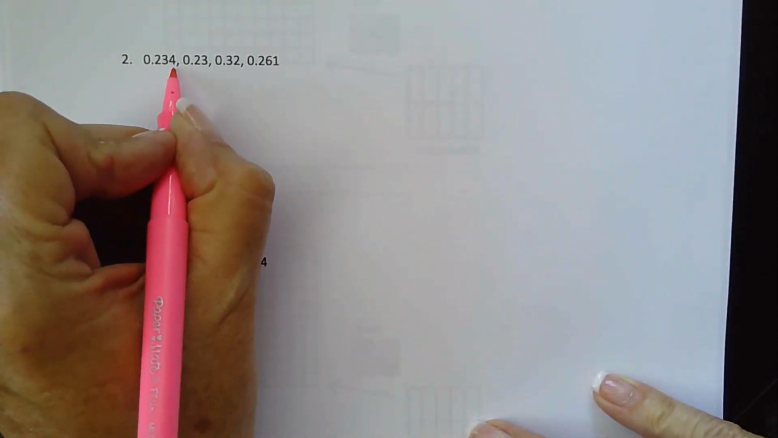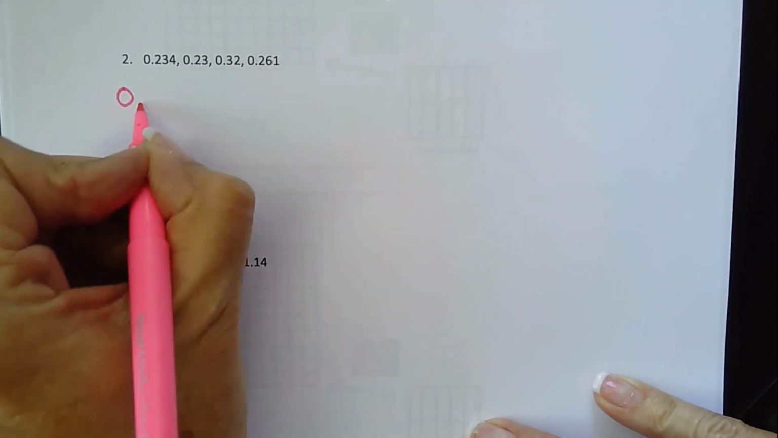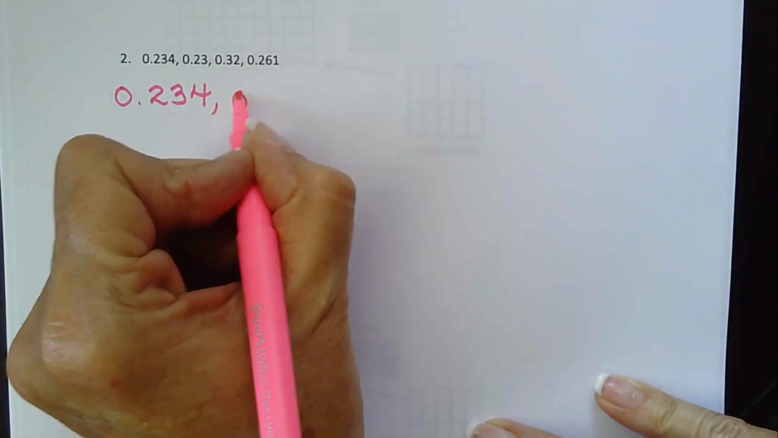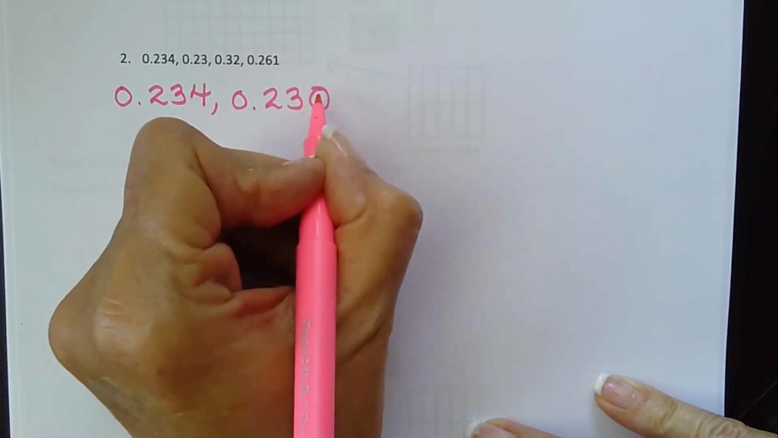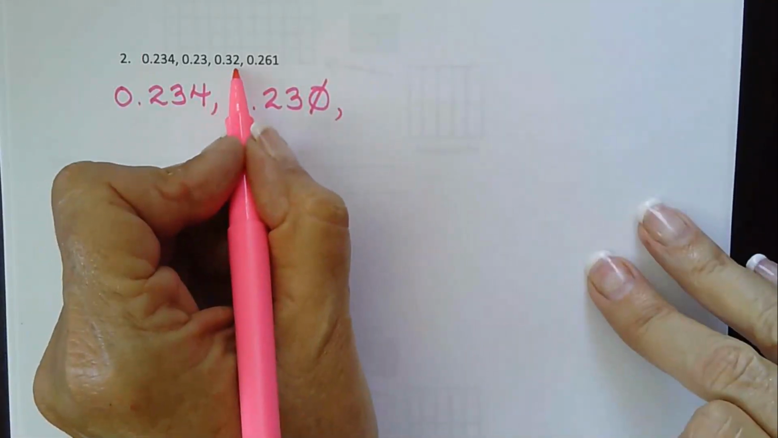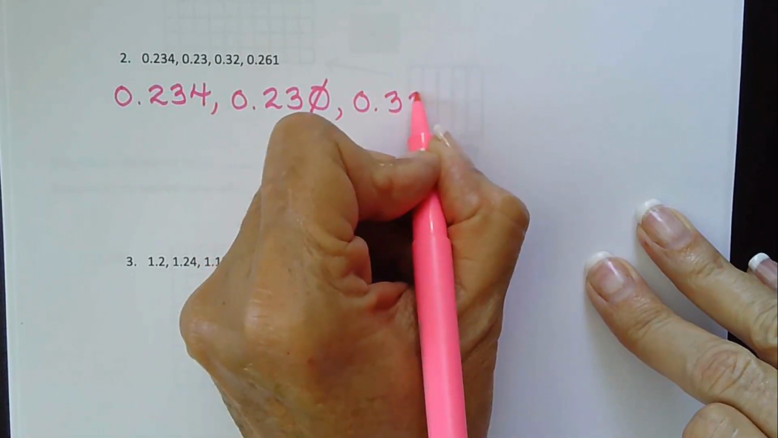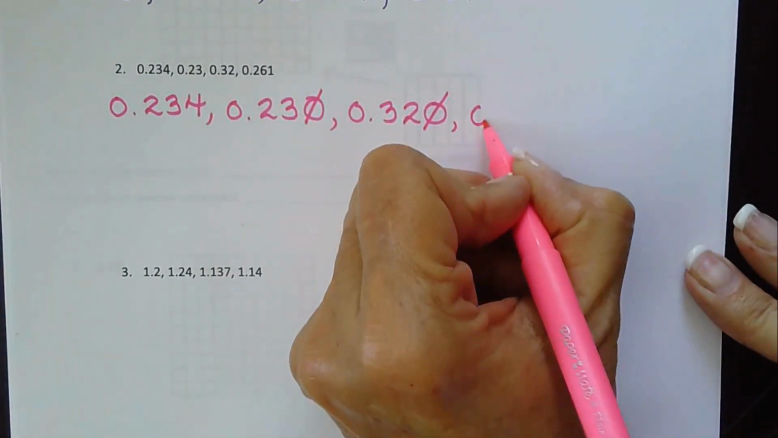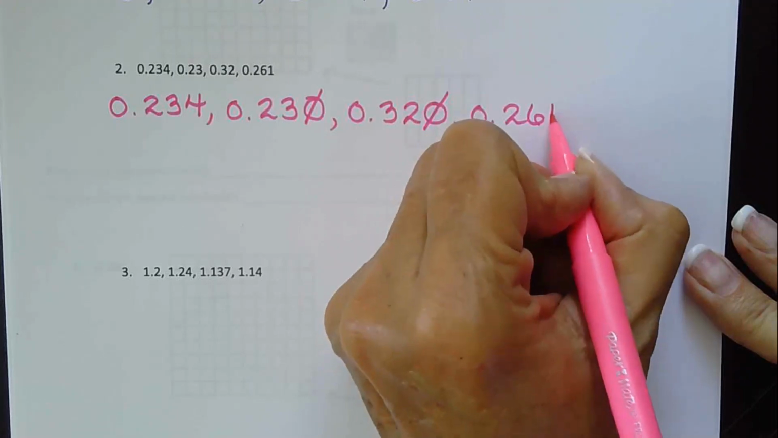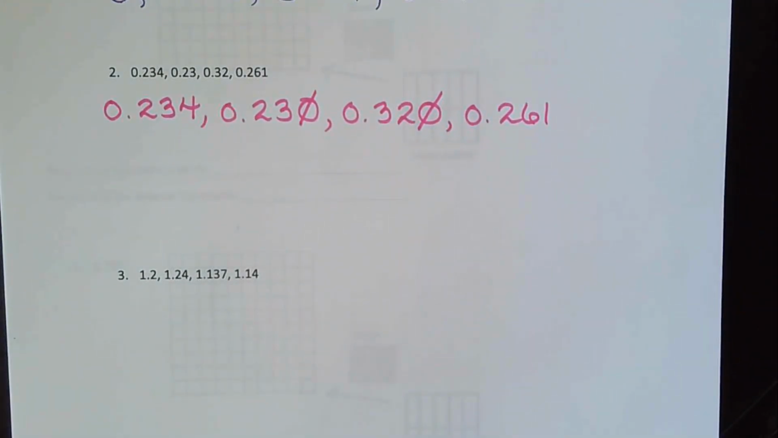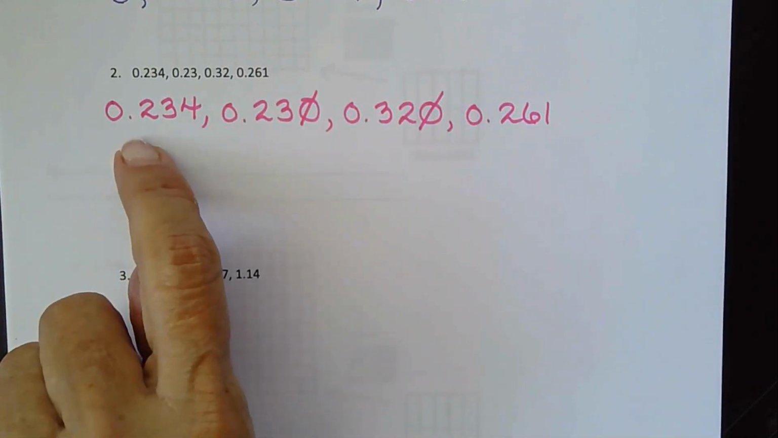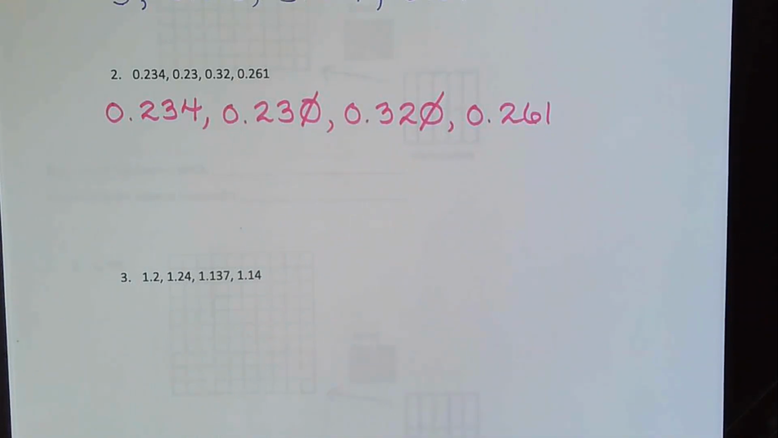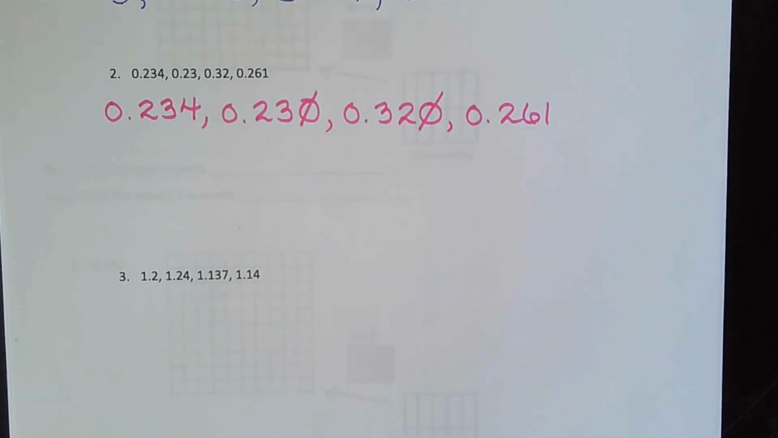Okay, so it looks like 3 decimal places is the highest. So we're going to rewrite all the numbers with 3 decimal places. Already has it. This one will have to add a 0 at the end. Put a slash through it so we don't accidentally write it. This one's going to need a 0 at the end as well to make it 3 decimal places with that slash. And then the last one already has it. So now we take out the decimal places and read the numbers and rank them. 234, 230, 320, 261. So we can tell that 230 is the smallest.